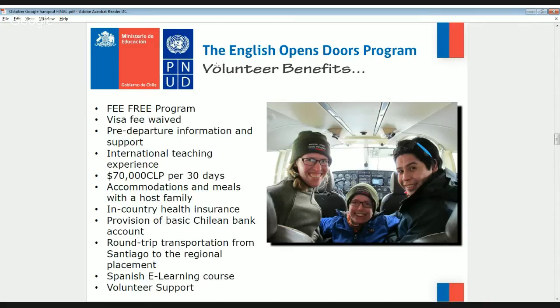As an English Opens Doors program volunteer, you're also going to receive a stipend of 70,000 Chilean pesos per 30 days of service, which is approximately $100. And this is really meant to help you with costs associated with your volunteer responsibilities. So, for example, day-to-day transportation to your school. In addition, our program will provide you with transportation from Santiago to your placement location. And at the end of your service, we'll also provide you with that transportation back to Santiago.